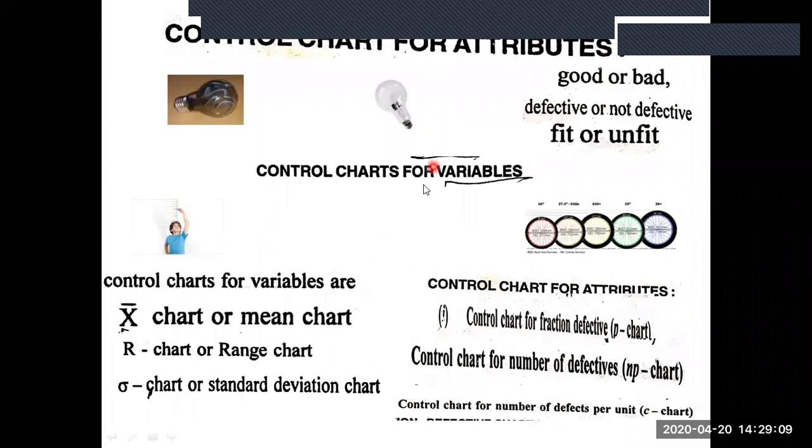Control chart for variables means things you can measure. You can do those problems using the x bar chart, range chart, and sigma chart. For things you cannot measure, like defective bulbs, you have to do the problem using the P chart, NP chart, and C chart. These are control charts for variables and control charts for attributes.